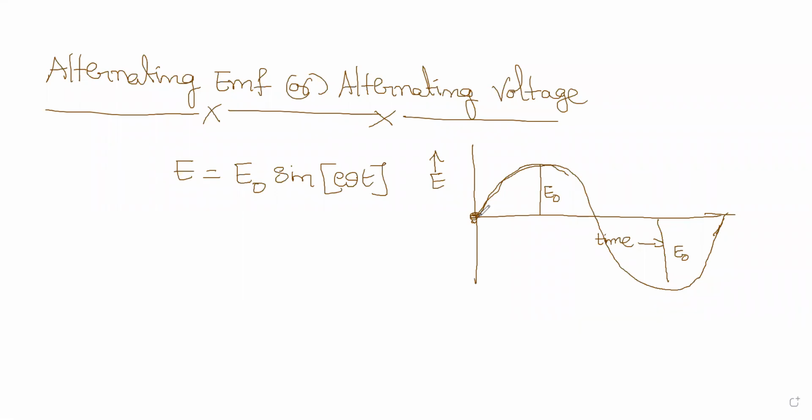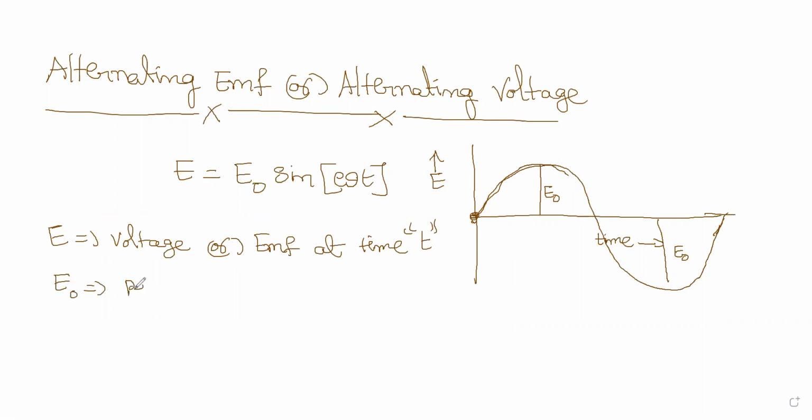And you know what this is? E refers to voltage or EMF at time t, and E naught is the peak value of the signal. And then you know what omega and t are, that is well known.